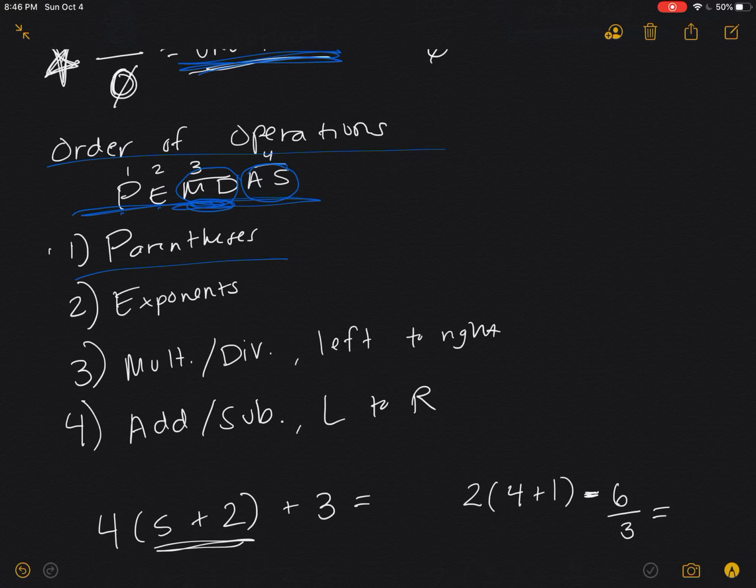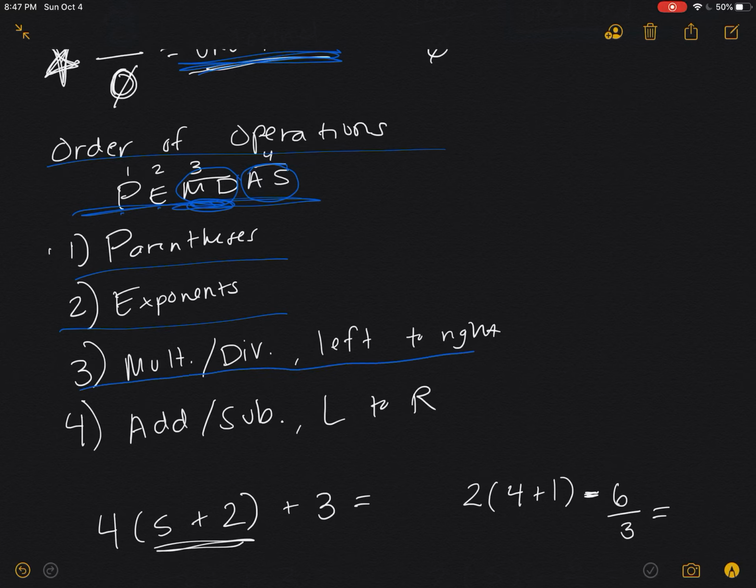You do your parentheses first. Anything in parentheses, whatever's inside, you do it. So if it's multiplication, if it's division, if it's addition, subtraction, you do what's in the parentheses first. Then you do exponents. I'm not going to go over doing any exponents yet, mainly because we're going to get more into that next week.